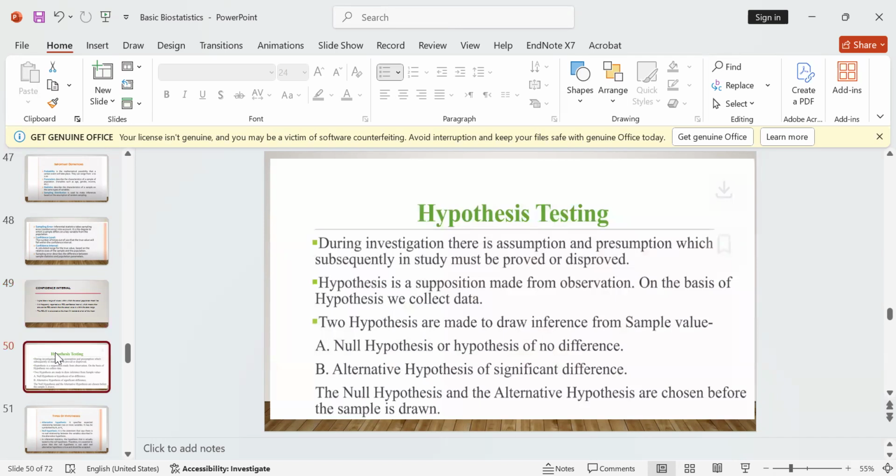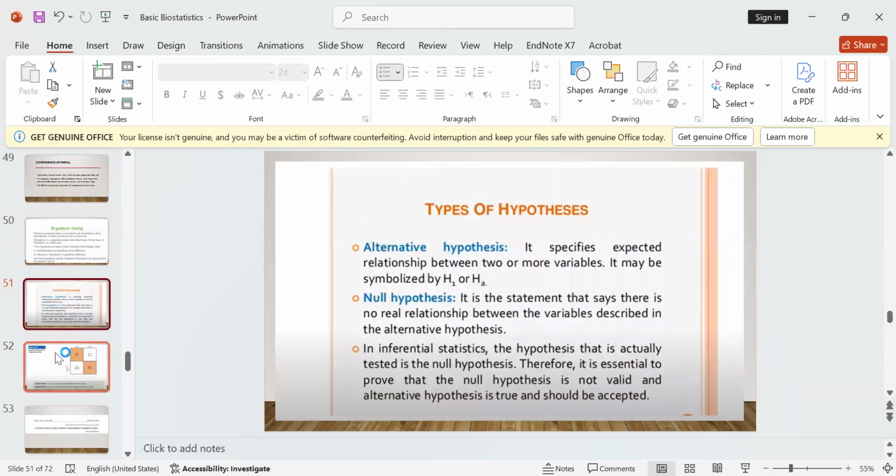Hypothesis testing. During investigation, there is assumption and presumption, which subsequently in the study must be proved or disproved. Hypothesis is a supposition made from observation. On the basis of the hypothesis, we collect data. Two hypotheses are made to draw inference from the sample value: the null hypothesis, or hypothesis of no difference, and the alternative hypothesis of significant difference. The null hypothesis and the alternative hypothesis are chosen before the sample is drawn.